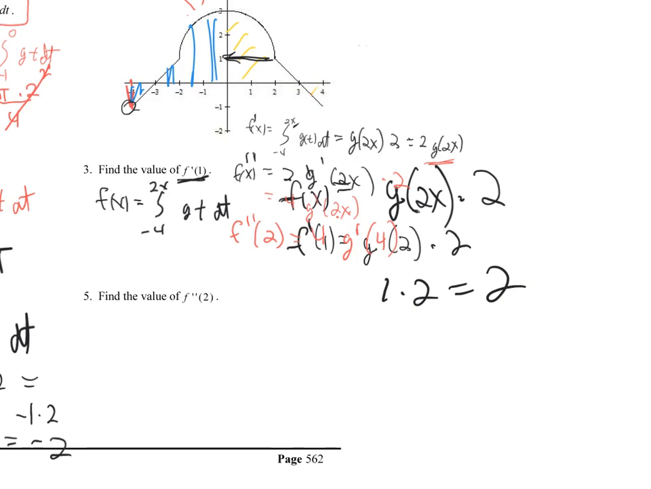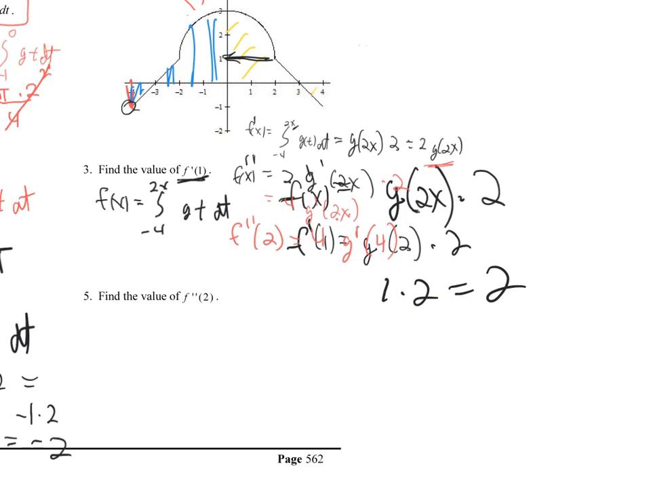I have f double prime of 2. We double check that I did the work right. F prime of 2, from -4 to 2x of g of t dt, is g of 2x times 2, which is 2g of 2x. F double prime would be keep the 2, do the derivative of g prime of 2x times the derivative of 2x, which is 2, so 4g prime of 2x. I'm plugging in the 2 into the x. Yeah, 4 g prime of 4.